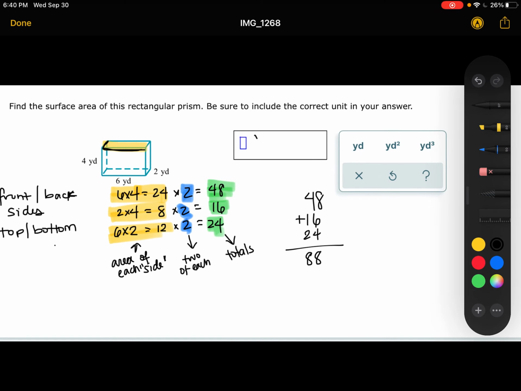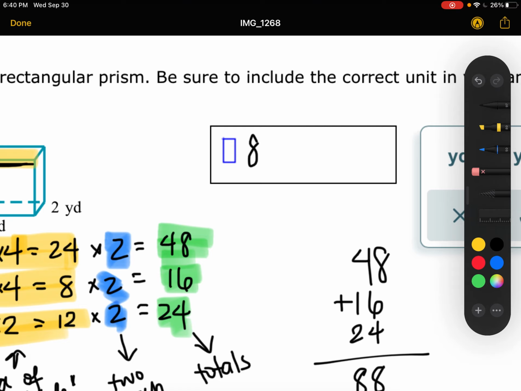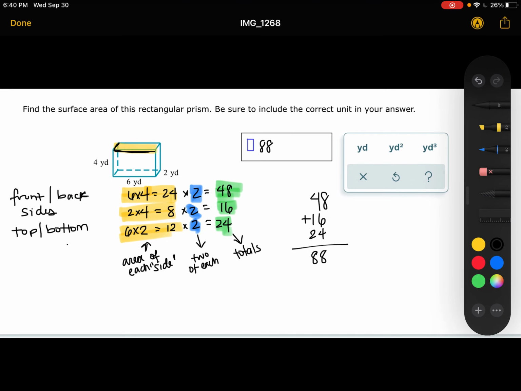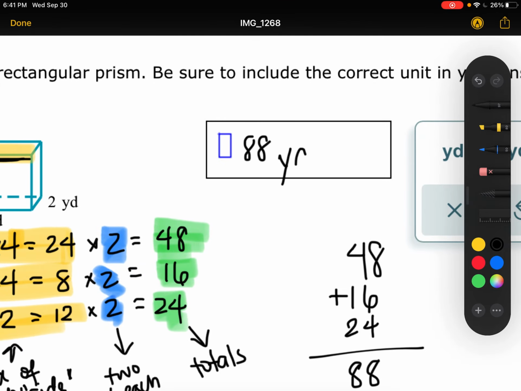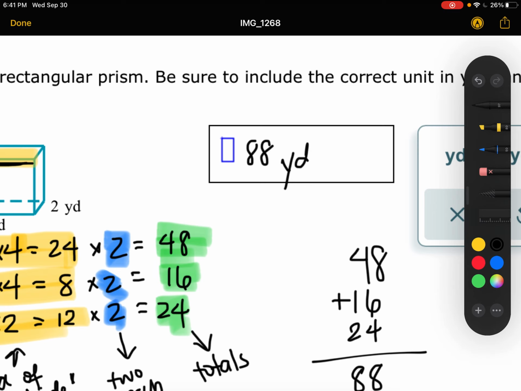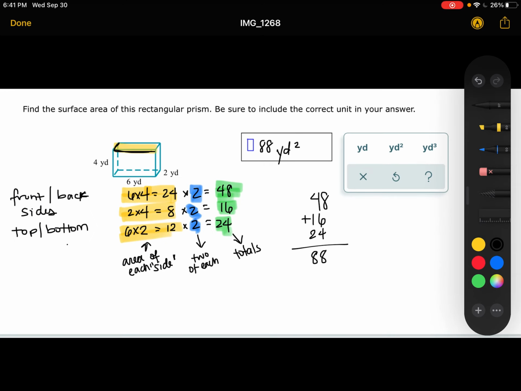Now, you put this here. One of the things I see people do all the time is they put 88 and then they put yards cubed. This is not volume. This is surface area. Please do not get the whole question correct and then put yards cubed or yards. Area is always squared. I know it looks like a volume question, but it is indeed yards squared. So that is all you need to know for this question.